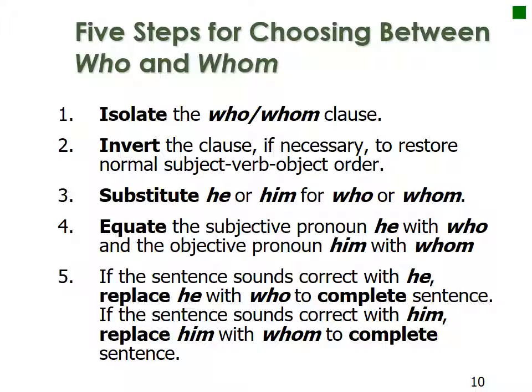Equate the subjective pronoun he with who and the objective pronoun him with whom. And the last one, if the sentence sounds correct with he, replace he with who to complete the sentence. If the sentence sounds correct with him, replace him with whom to complete the sentence. So these five steps should help you and enable you to easily figure out how to use who and whom.